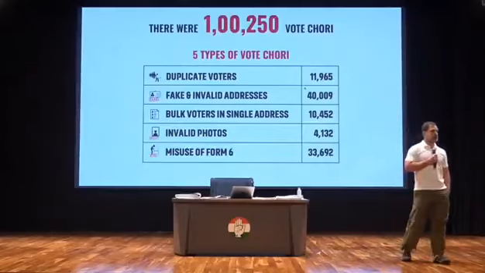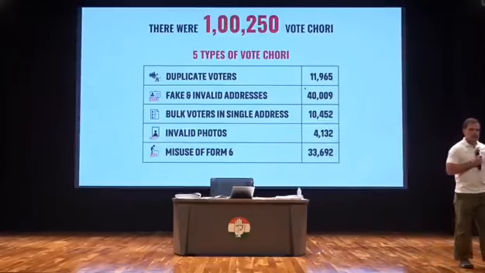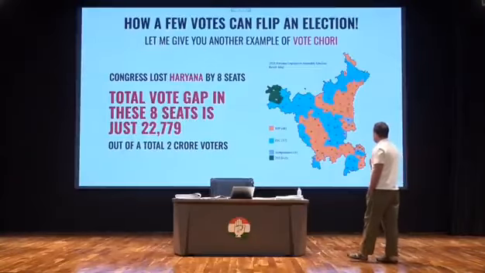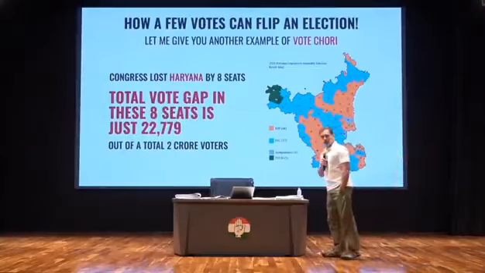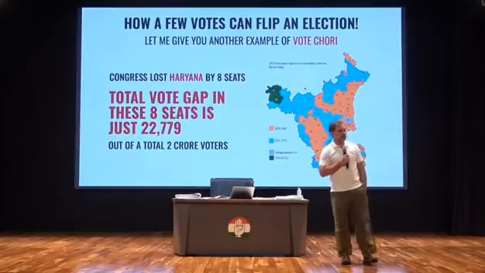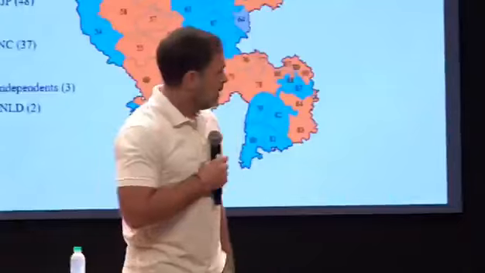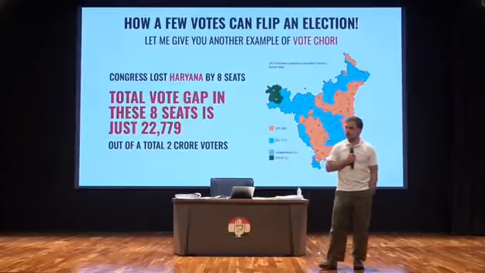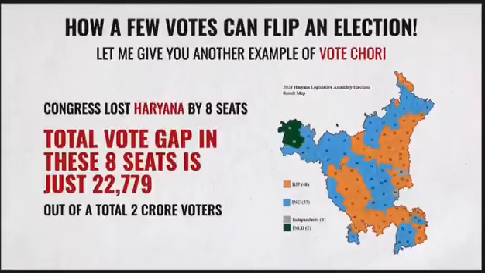The reason the Election Commission does not give us data is because this is happening across the country. To give you an example, the difference between winning and losing the Haryana election for the Congress was 22,779 votes in the entire state. In one assembly in Karnataka, they've stolen 4 times that.